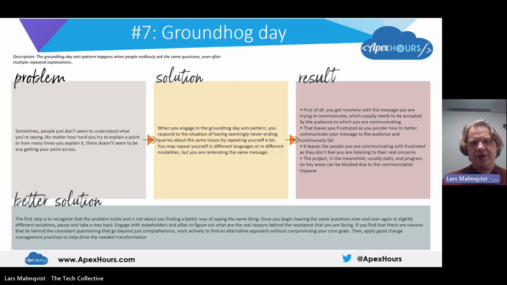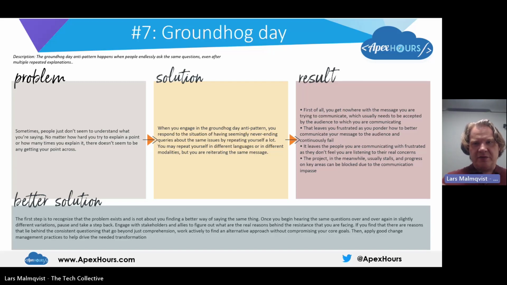So, in conclusion, being aware of the Groundhog Day anti-pattern can improve your communication effectiveness on Salesforce projects. When you figure out that this anti-pattern is at play, you can then engage better with the audience and address their underlying concerns so that you can move your project forward.